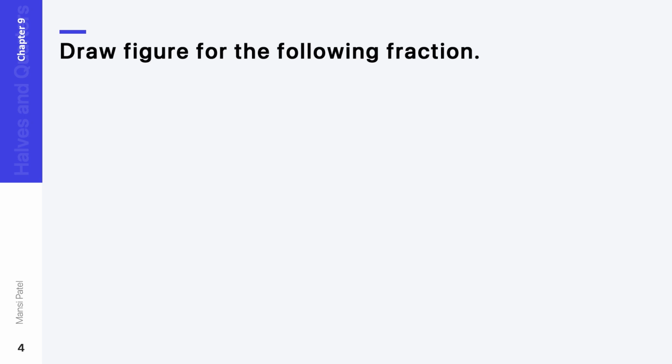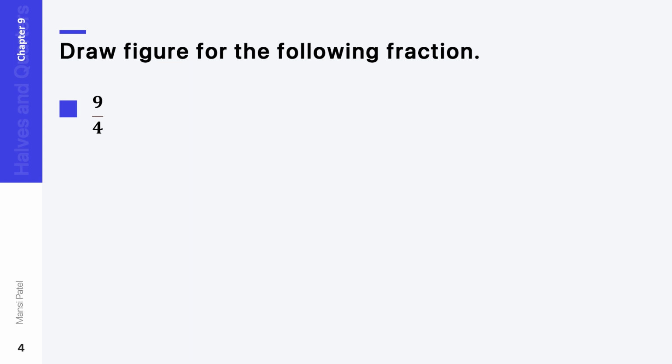Let us see our third topic. Now in this, what you have to do? You have to first draw a figure for the following fraction. Your fraction is 9 upon 4. So see here, 9 upon 4. Here our numerator is bigger than the denominator.